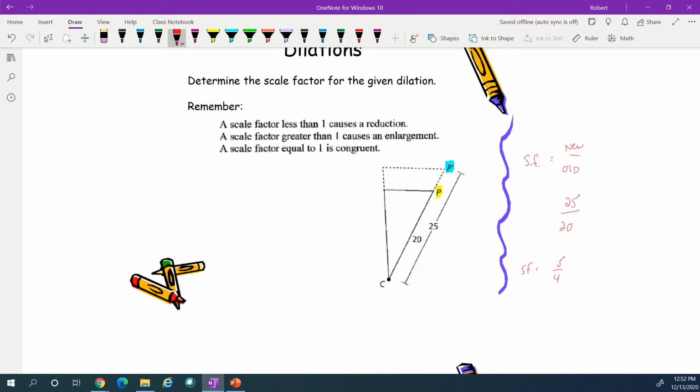If we flip it upside down, that would be a reduction from P prime to P. So we have to know which is before the change and which is after. Remember, prime tells us after the change. In this case, the change was a dilation. So we always have to know starting and ending.